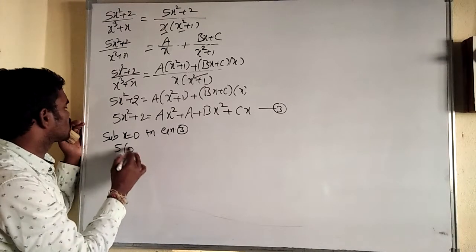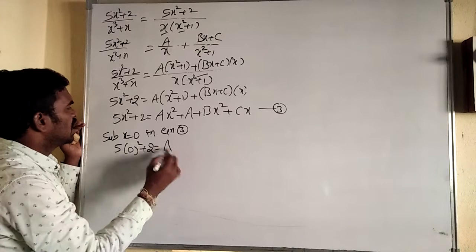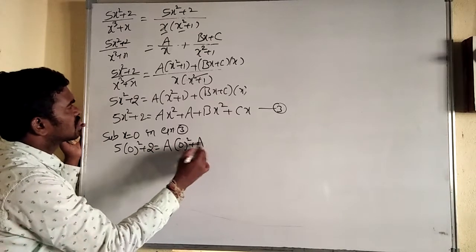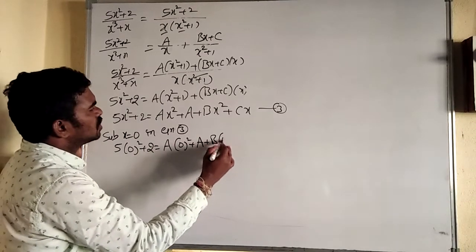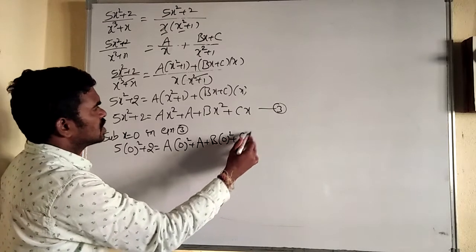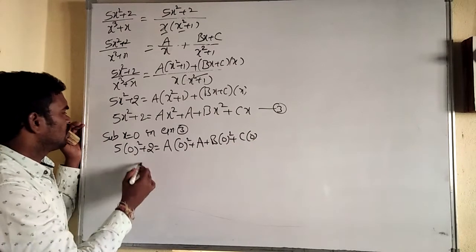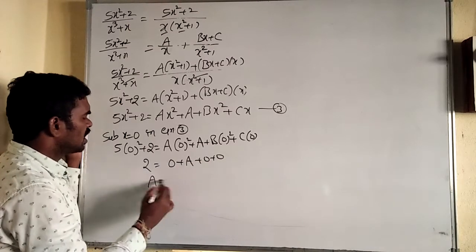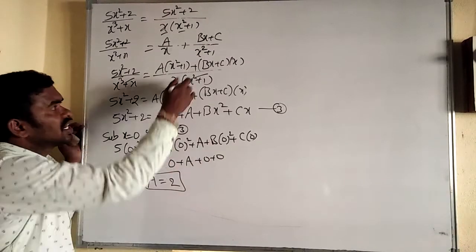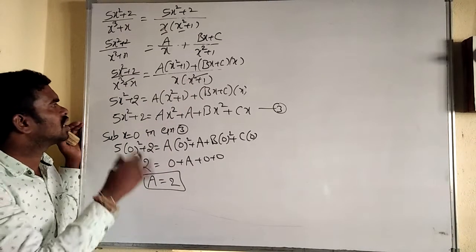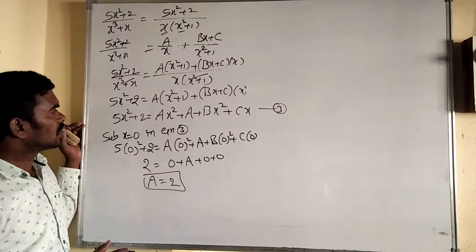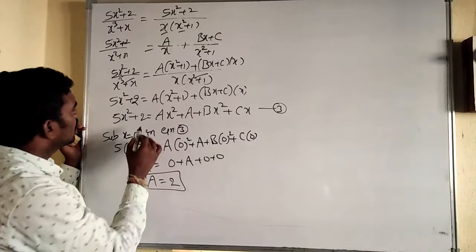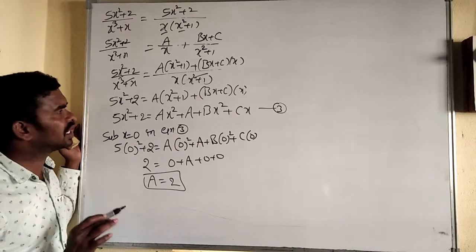In equation 3 I am substituting. So 5 into 0 square plus 2 equal to a into 0 square plus a plus b into 0 square plus c into 0. So 2 equal to 0 plus a plus 0 plus 0. So a equal to 2. Substitute in equation 2, then also you will get a value equal to 2. Now the b value and c value are needed.